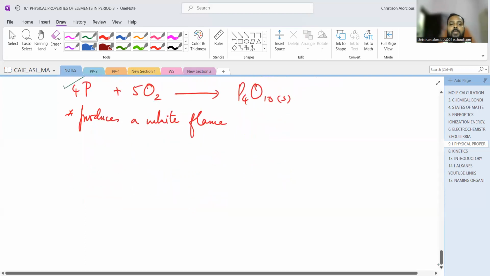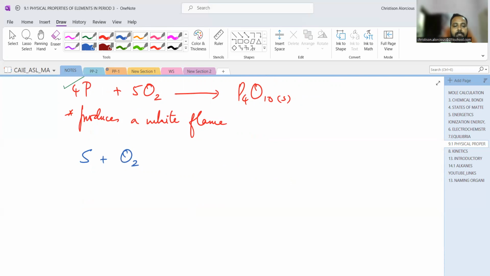The next one is the reaction of sulfur. Sulfur, when heated in oxygen, produces sulfur dioxide. It burns with a blue flame.